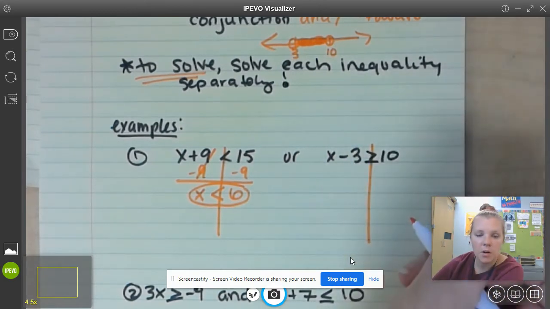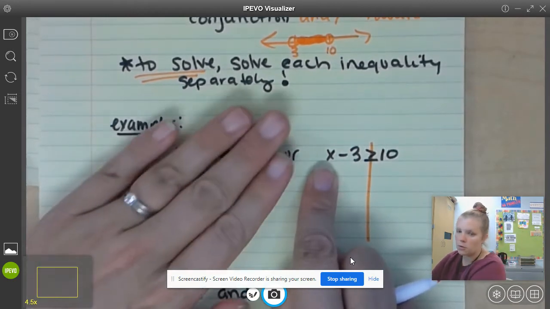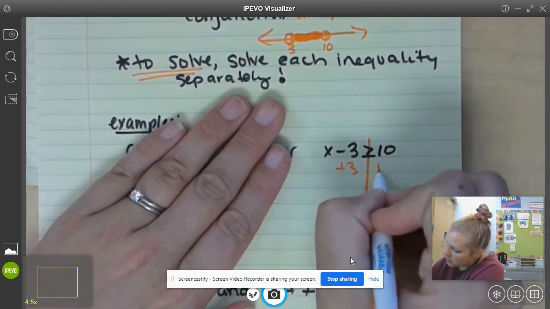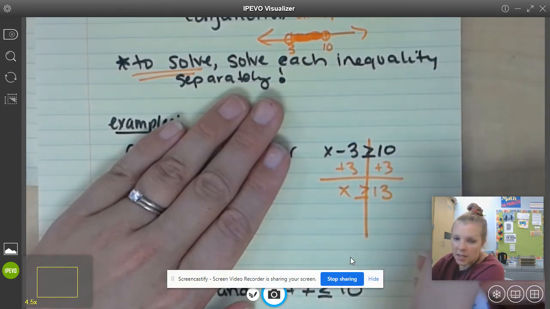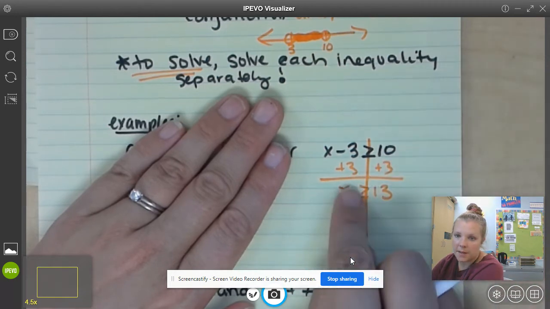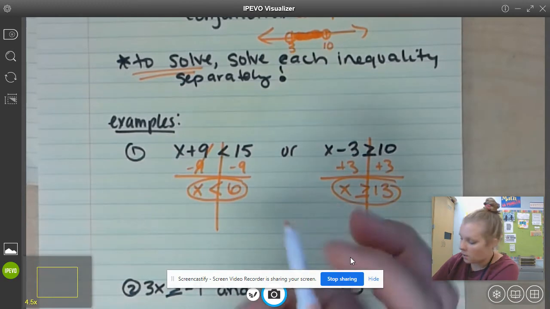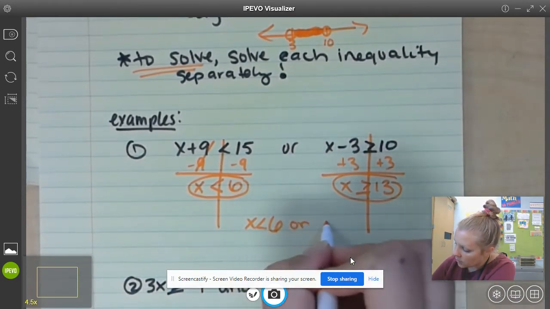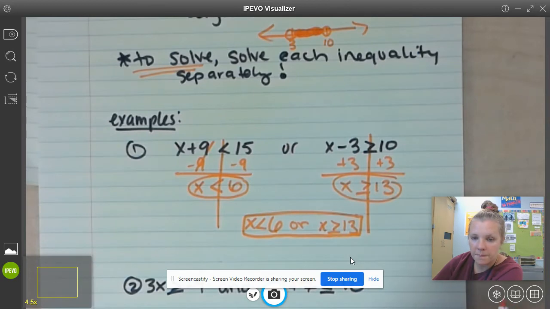Draw a line through the inequality symbol. My goal is to get this x by itself. We're ignoring this. We're just solving this one-step inequality. So I'm going to add 3 to both sides. And the inequality symbol I'm just going to copy down because I didn't multiply or divide by a negative. So now I have my two inequalities. Now I'm going to rewrite it. x has to be less than 6 or x has to be greater than or equal to 13. This is our solved inequality.